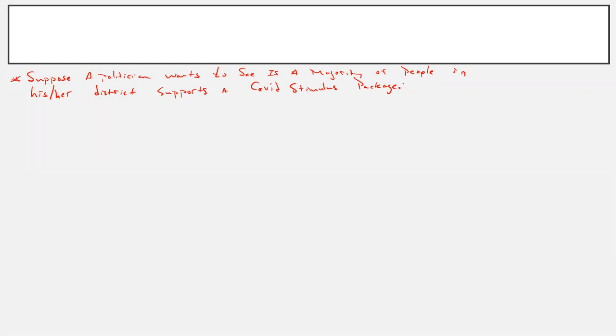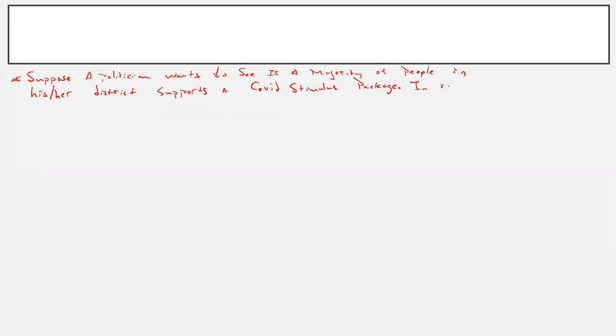So you have this politician, right? Let's just pick a congresswoman. I'm in New Jersey, and my congresswoman is Mikie Sherrill. She's really good. And she's like, oh, I don't know if I'm going to vote for this COVID stimulus package. I want to make sure that a majority of people in central New Jersey, where I'm the congresswoman, supports the package before I vote on it. So what she might do is take a poll of her constituents.